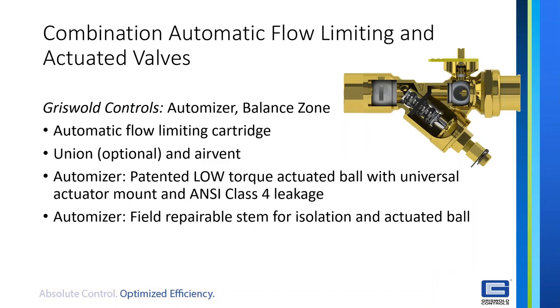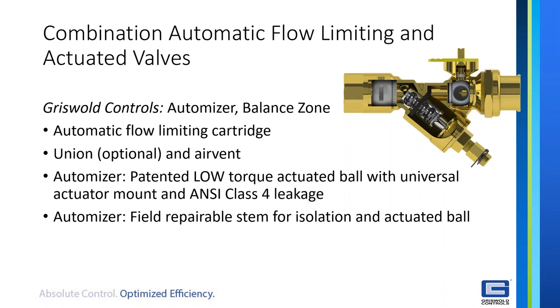Before we talk about valve sizing the easiest way, I want to talk quickly about the combination valves. This is showing the atomizer. We've got the balance zone as another combination valve, where we've got the flow limiting cartridge and then the actuated ball valve. On the right side, you see the low torque seals, the repairable stem, and the optimizer insert, all in this Unimizer portion of the atomizer, and then the flow limiting valve.